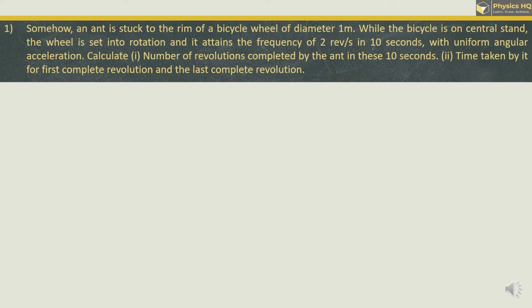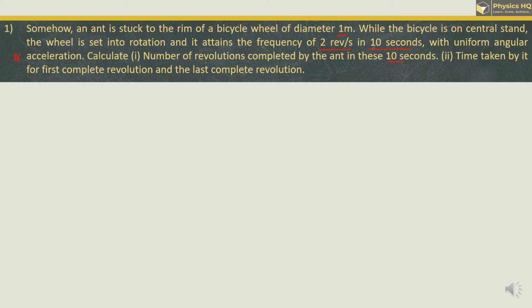An ant is stuck to the rim of a bicycle wheel of diameter 1 meter. While the bicycle is on its central stand, the wheel is set into rotation and it attains the frequency of 2 revolutions per second in 10 seconds with uniform acceleration alpha. Calculate the number of revolutions completed by the ant in these 10 seconds and the time taken by it for the first complete revolution and the last complete revolution.